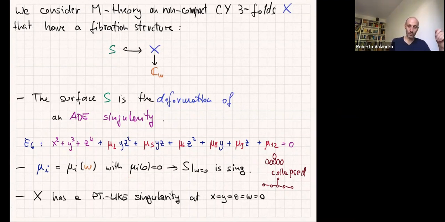The class of threefolds that we are interested in are such that X has a point-like singularity at the origin of this family, precisely at X, Y, and Z equal to 0, where the singularity of the surface also lives. In principle, having one fiber that is singular doesn't mean that the full family is singular, but we will actually study classes of threefolds that are singular. Okay.